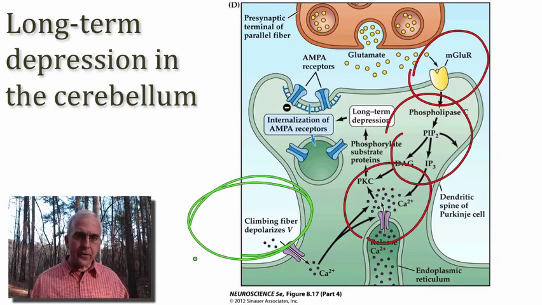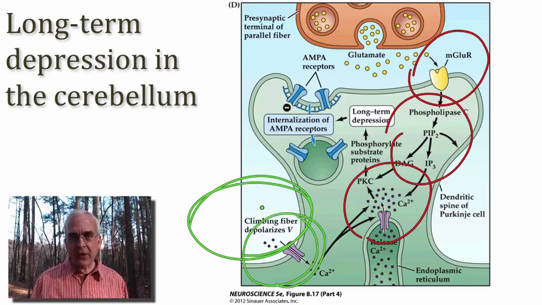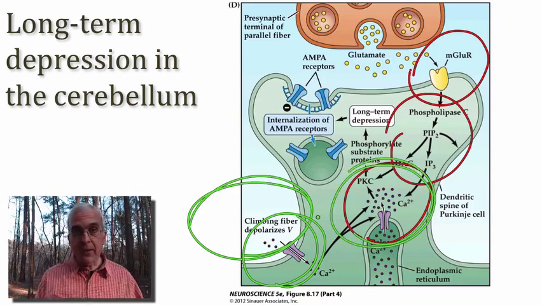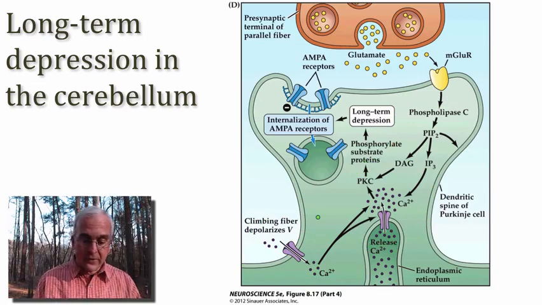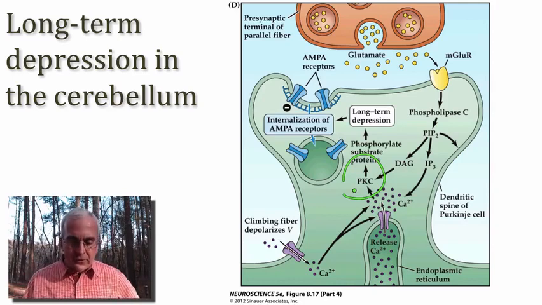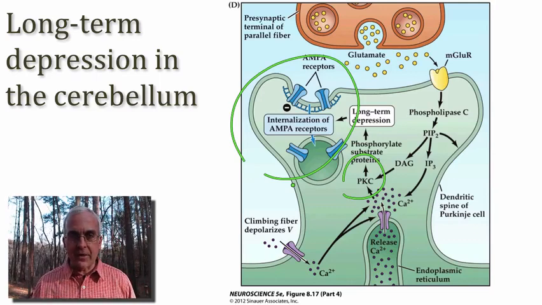So when the climbing fiber is active, there's this profound depolarization which will open up voltage-gated calcium channels, allowing an extra bolus of calcium to flood into that postsynaptic spine, further elevating the levels of calcium that we find. And once a sufficient amount of calcium enters that spine, then yet additional second messenger systems will be engaged that lead to the activation of protein kinase C and other substrates of phosphorylation that lead to the internalization of these AMPA receptors and the reduction in synaptic strength.